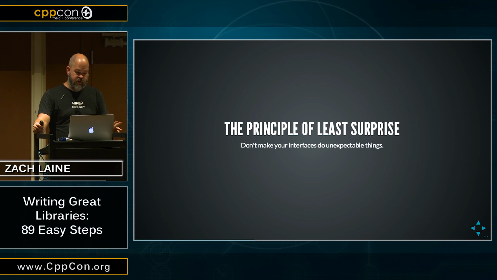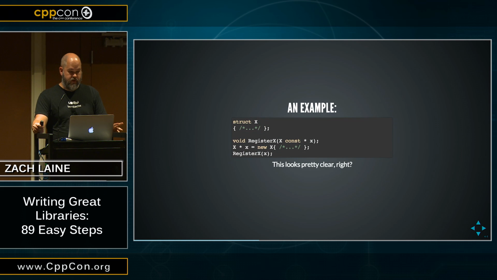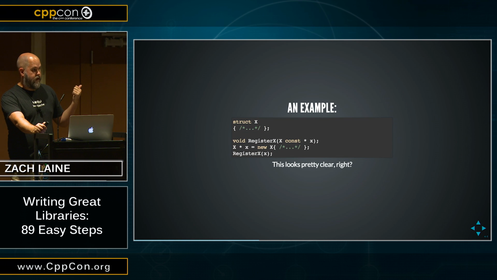Okay, the principle of least surprise is another one that's probably familiar to people. So don't make your interfaces do crazy things that no one's going to guess. So for example, if I've got this register function, right, it takes a pointer to x.